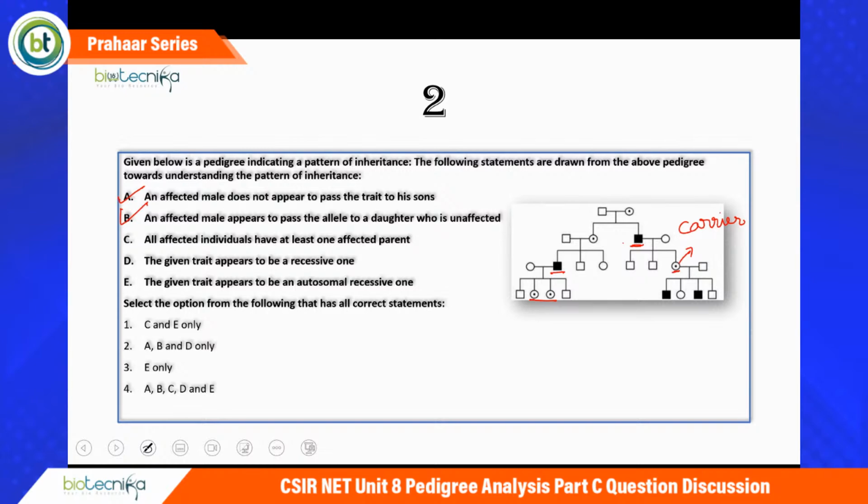C says that all affected individuals have at least one affected parent. Do we have this? No. Here the individual is affected, but none of the parents are affected. Again, individual affected, none of the parents affected. Similarly, the same case. So this statement is wrong. The fourth statement, the given trait appears to be a recessive one. True, because a carrier can exist only in the case of recessives.